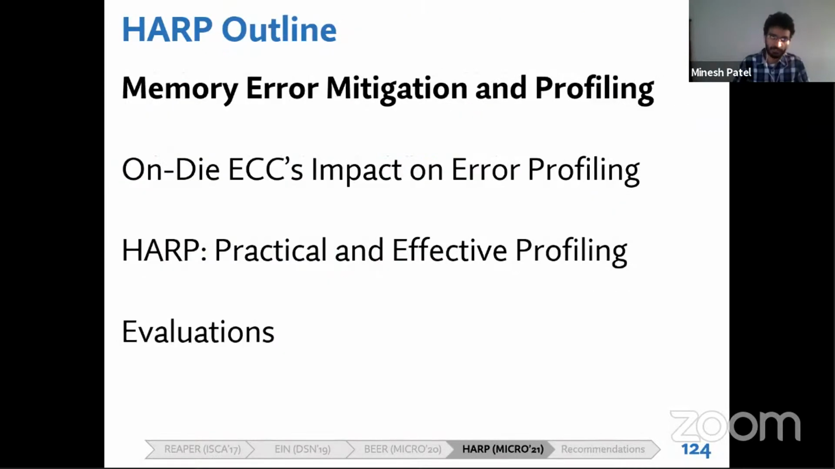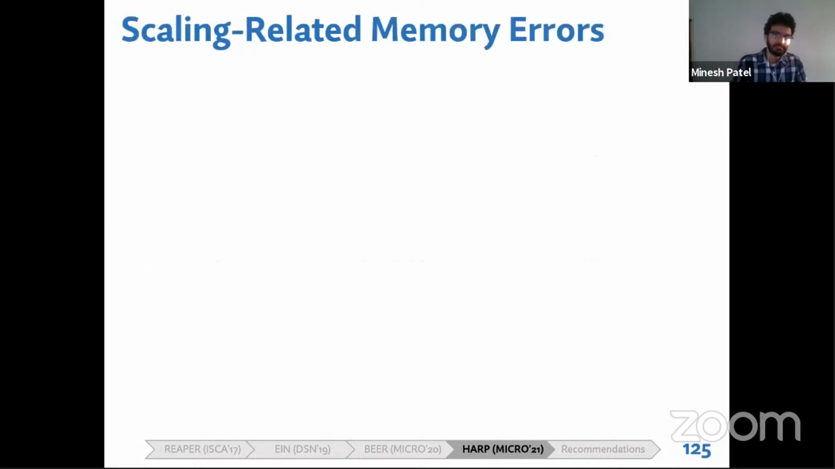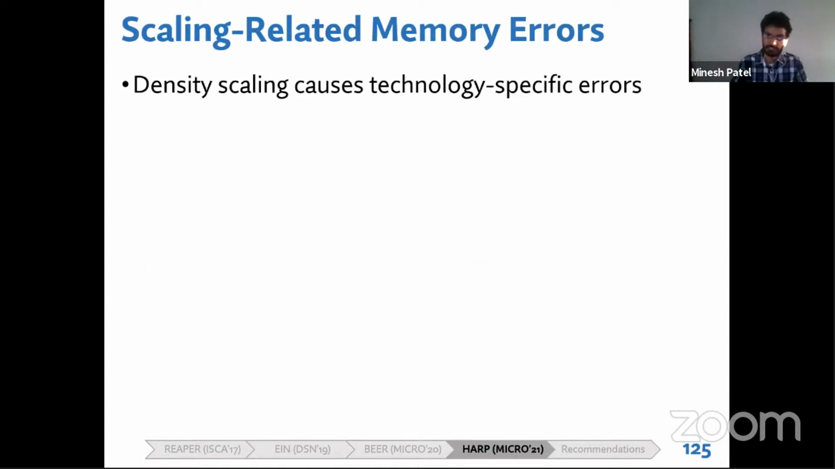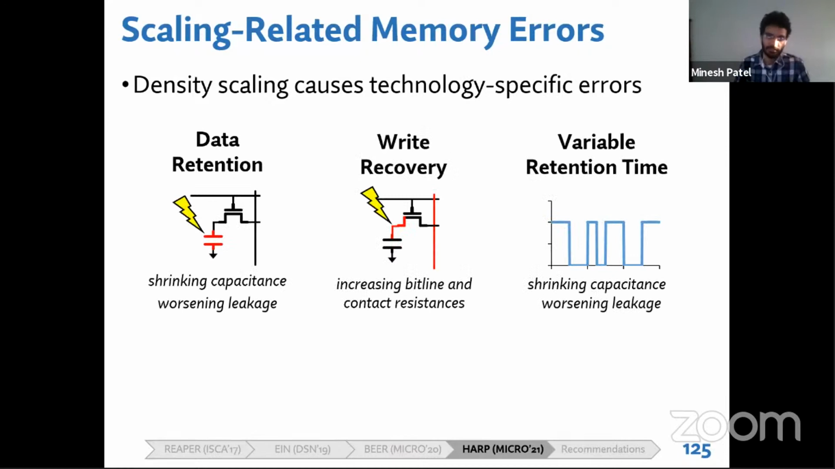Okay, so I'll start off with a quick overview of memory error mitigation and profiling. Let's take a look at scaling-related memory errors. As manufacturers scale storage densities, various technology-specific errors occur. Here are three examples of scaling-related errors from DRAM, which occur for various circuit-level reasons. We talked about data retention. There are also challenges with write recovery and variable retention time. And these are all essentially exacerbated by continuing to improve density.